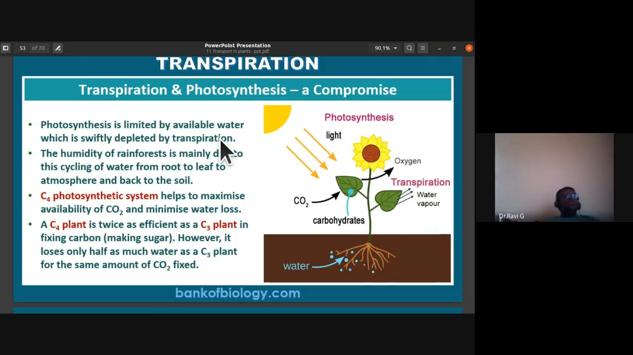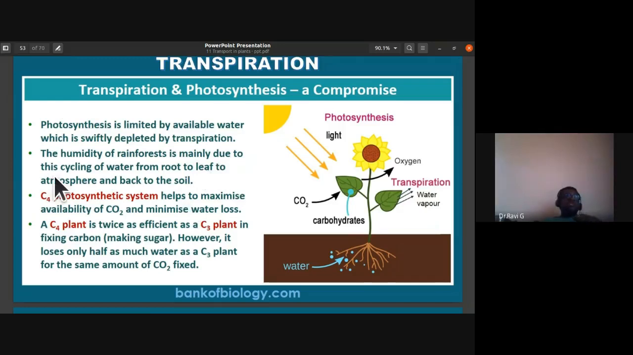I had already told you the concept that transpiration is a necessary evil, because nearly 95% of the water absorbed is lost through transpiration. Only 5% of it is retained. Of this 5%, only 1% is retained for photosynthesis. The humidity of the rainforest is mainly due to transpiration. So transpiration makes the humidity of the rainforest. The water vapor is more in the atmosphere because of transpiration.